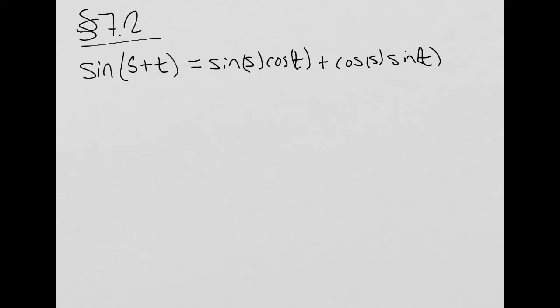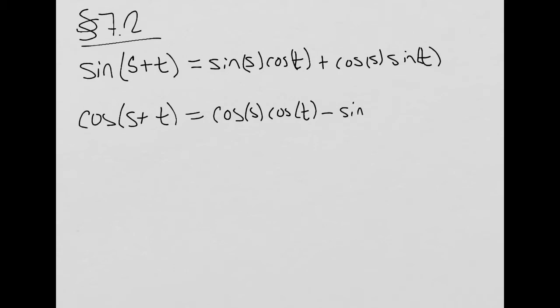Now, your book has a separate formula listed where this is subtraction. Turn this into subtraction. Nothing new to memorize there. Cosine of s plus t, we've got cosine s, cosine of t minus sine s, sine t. And again, if you want to turn this to a minus, flip the sign over here.